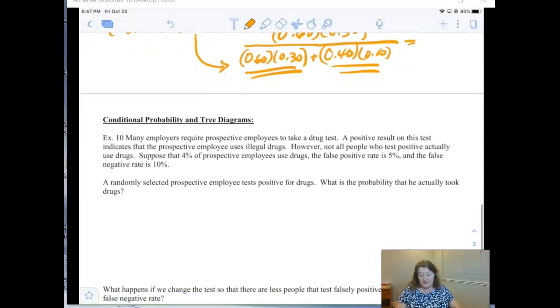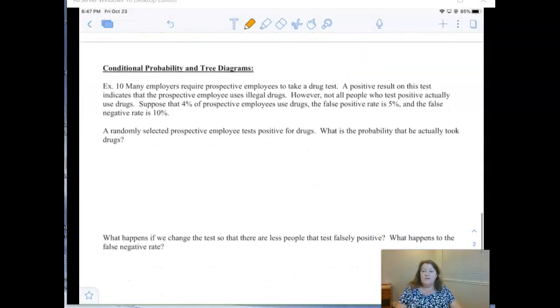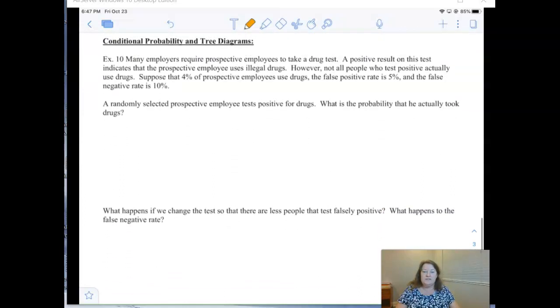Okay, so one more. Many employers require prospective employees to take a drug test. A positive result on this test indicates that the prospective employees used illegal drugs. However, not all people who test positive actually use drugs. Suppose that 4% of the prospective employees use drugs. The false positive rate, we'll have to talk about what that is, is 5%, and the false negative rate is 10%. So a randomly selected prospective employee tests positive for the drugs. What is the probability that he actually took the drugs? All right, so we're looking for what is the probability.